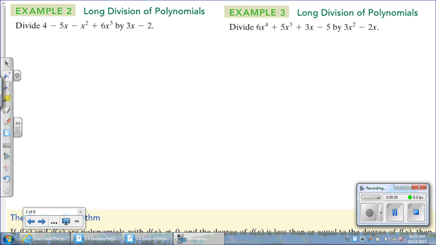So for example 2, we're going to do the same thing, long division of polynomials. Do you have a tardy pass?